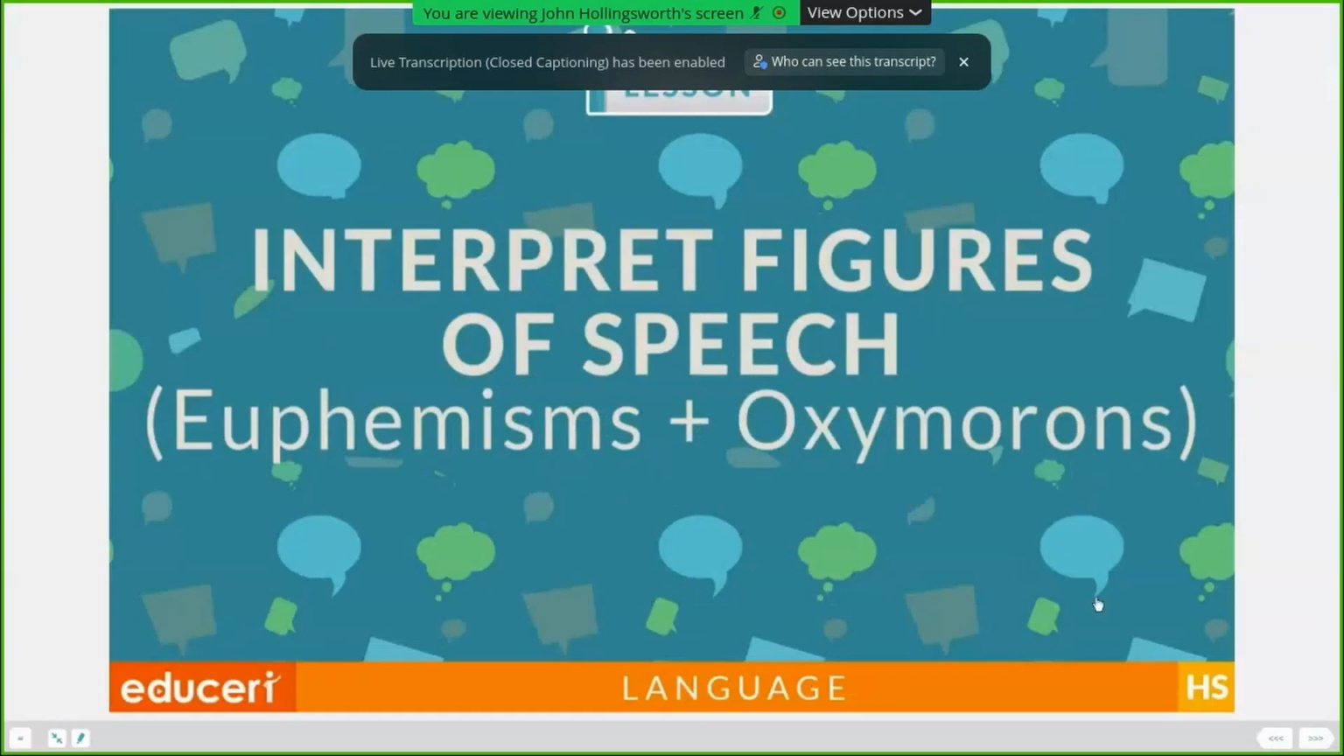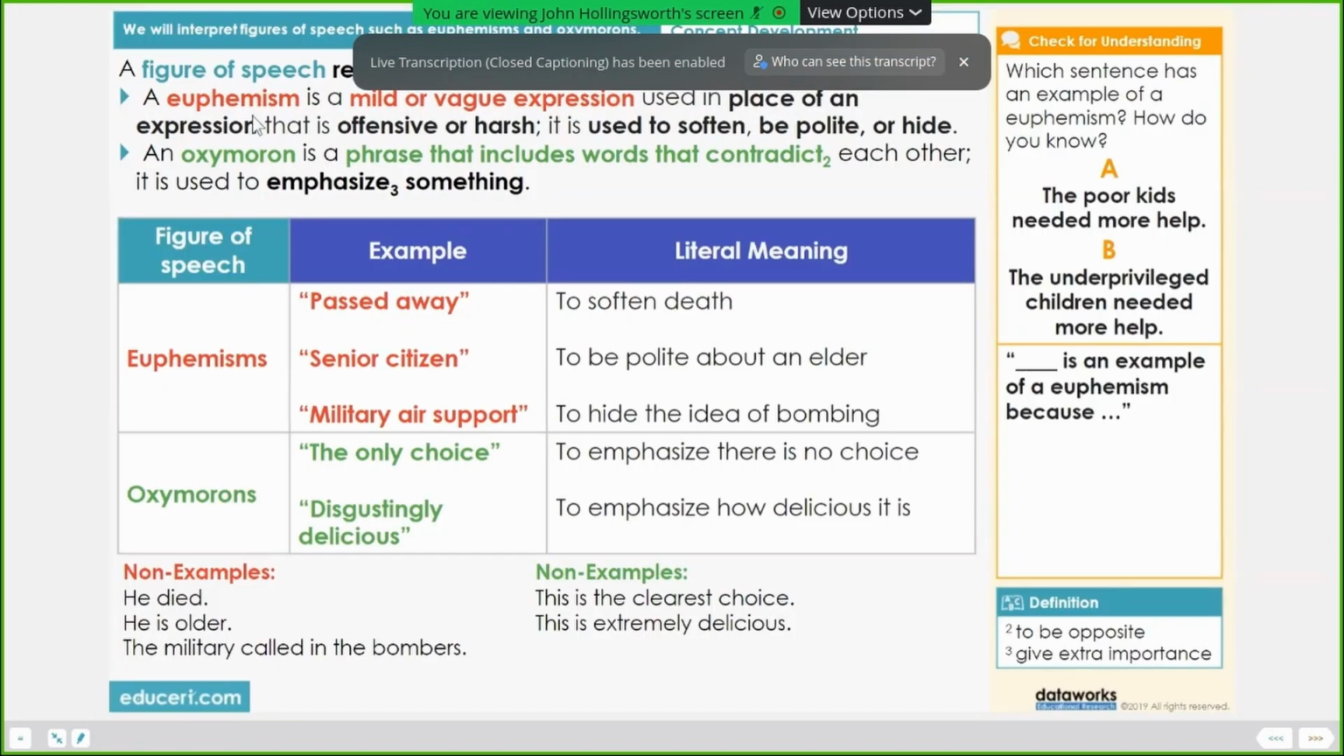If we're doing a higher grade level, high school, we're teaching euphemism and oxymoron. So right away we need a written definition. A euphemism is a mild or vague expression used in place of an expression that is offensive or harsh. It's used to soften, be polite, or hide. So now I have a written definition. Now I need to give some examples.